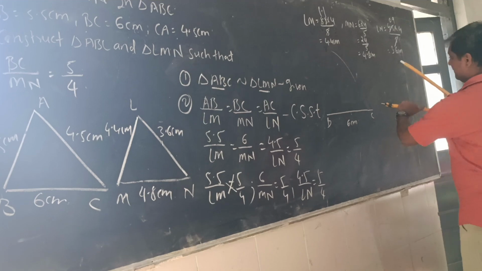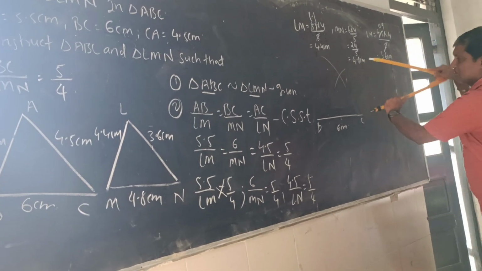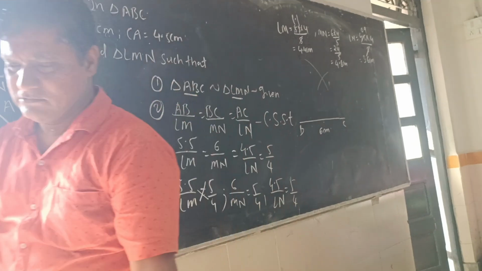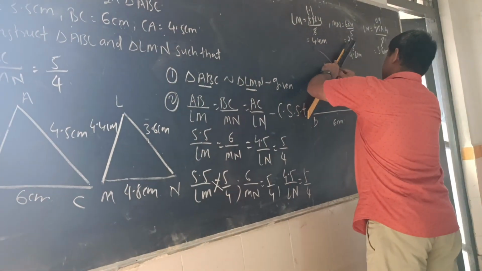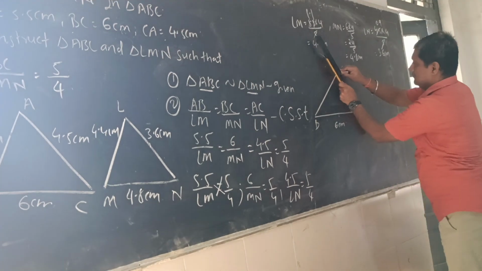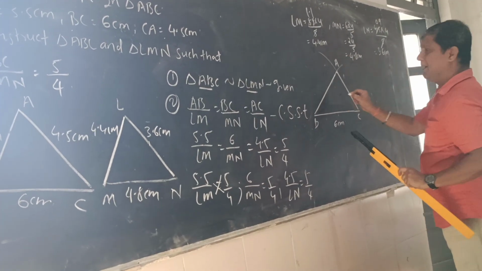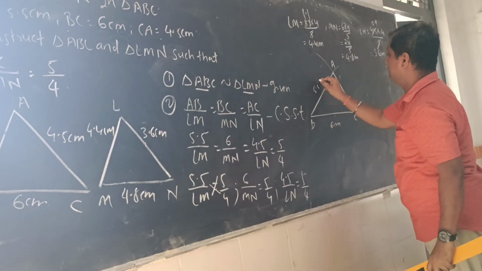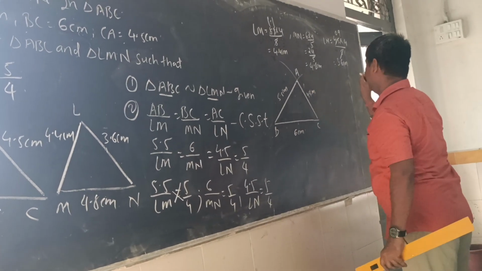Another one is 4.5. Can you see this one? Yes. Then afterwards you draw these two lines. Here we get the triangle ABC, with 5.5 centimeter and another one of 4.5 centimeter.